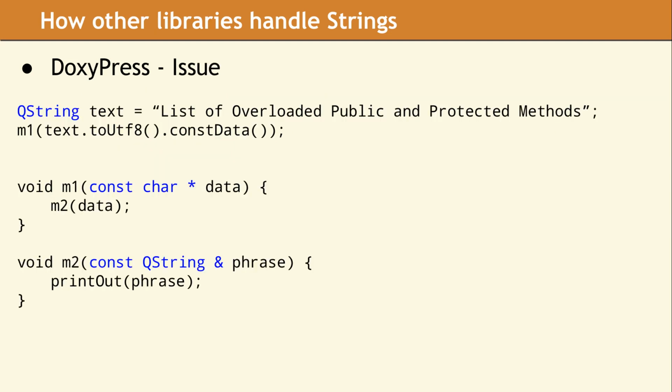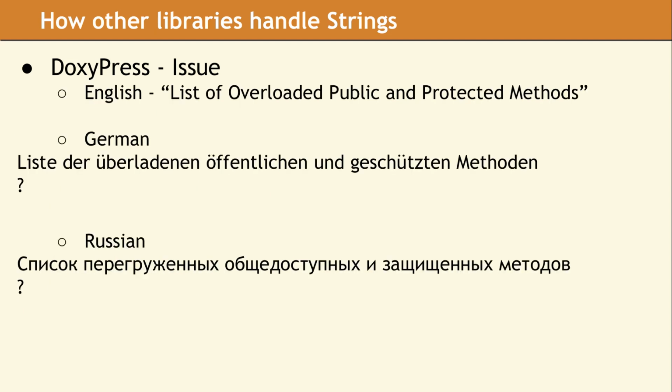Here's an example of what happened as we started to use QString. We have a variable called text, and it's going to be passed to a method and then passed again to another method so it can be printed out on the screen. Since this text might not be in English, we decided to test it in both German and Russian. This code needs to work regardless of the language that the text is in. We didn't notice any problems when the text was in English. But as we started to test for German and Russian, things did not turn out so well.